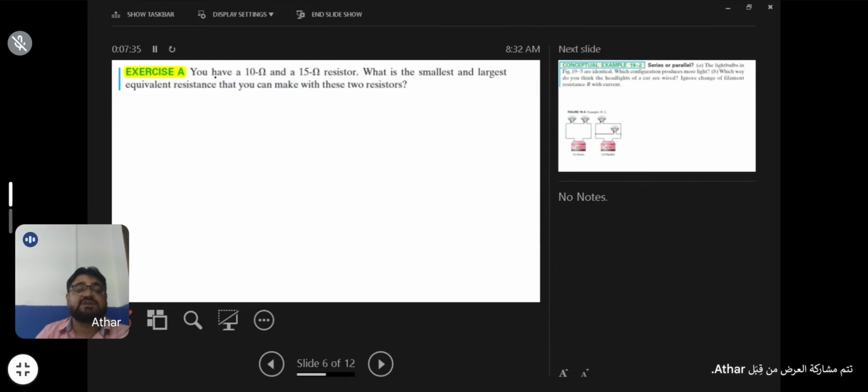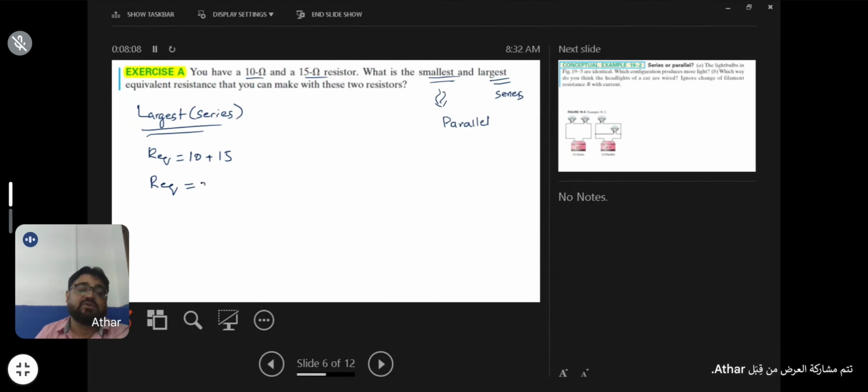So first thing first, you have two resistances, 10 ohm and 15 ohm. What is the smallest value? You know the smallest value is because of the parallel combination. And what is the largest? It is because of series combination. So when you have largest value, it means you will connect them in series. So what is their resistance value? You can just simply say R equivalent is equal to R1 plus R2, and you can say R equivalent is equal to 25 ohm.